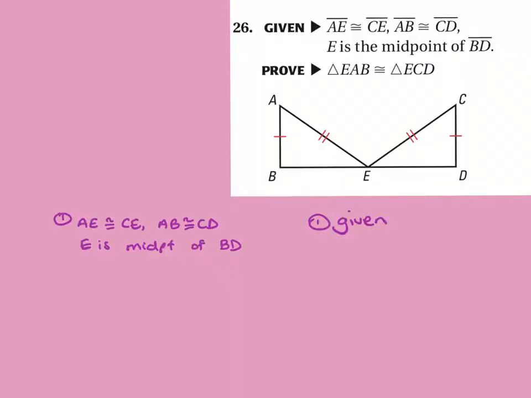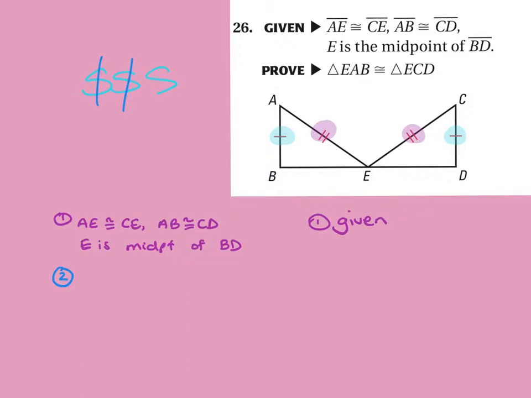Okay, number 26 says AE is equal to CE. That one's given to you. And then it says AB is congruent to CD. That one's given to you. And then E is the midpoint of BD. So again, we've got side, side, side. I already have two pairs of sides. How do I find that third pair of sides?